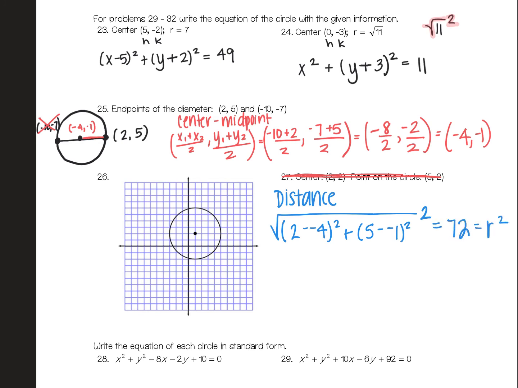Once you have all of that information, you can write the equation of the circle. So (x minus -4) squared, which makes this plus, (y minus -1) squared, again makes this plus, equals r squared, which is 72.